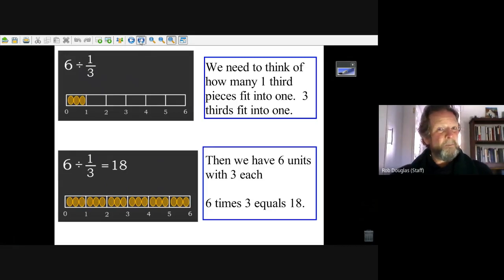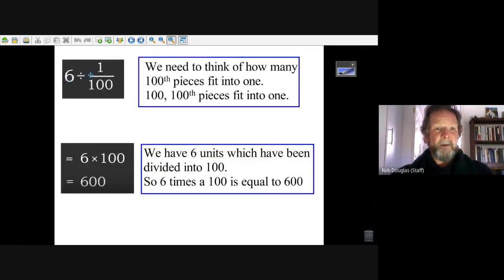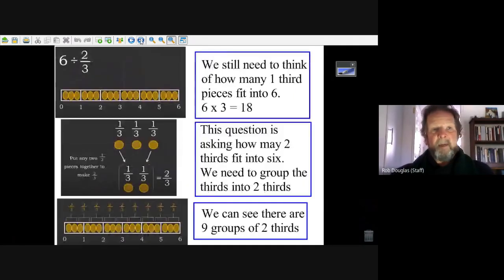Well, this should make sense too here. If we go 6 divided by 100, each unit's got 100 in it. And there's 6 of those units, so 6 times 100, there'd be 600 pieces. Well, that's why we have to turn it upside down and then we multiply. We invert and multiply. It explains why you tip and times. In South Africa and Canada, we invert and multiply.